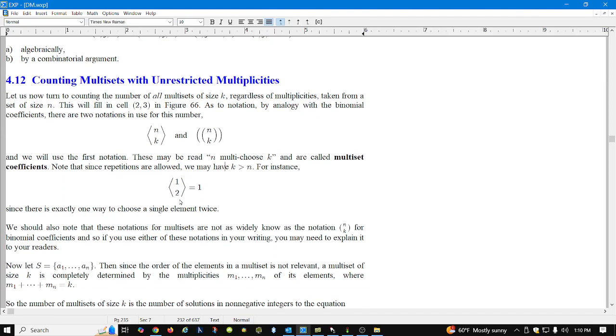The notation for multisets is not anywhere close to as widely known as the notation for binomial coefficients n choose k. So if you decide to write about these or speak about them to someone else, you probably will need to explain this notation. And you'll probably need to explain what a multiset is, because as I mentioned before, multisets are just not nearly as common as they should be.